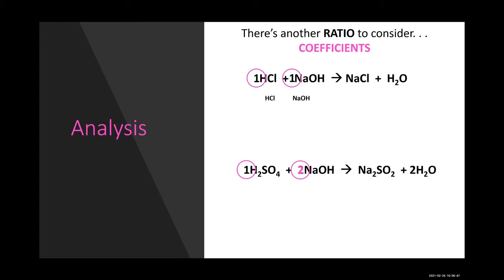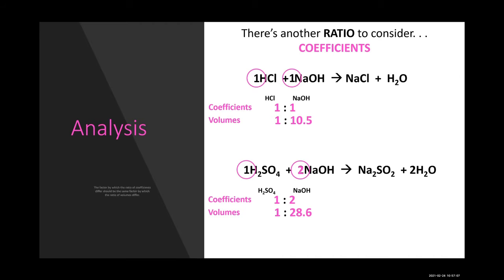So what does this mean? Our hydrochloric acid to sodium hydroxide coefficient ratio is 1 to 1. Our volume ratio was 1 to 10.5. And for our sulfuric acid, our coefficient ratio was 1 to 2, and our volume ratio was 1 to 28.6. What does this mean? Well, the factor by which the ratio of coefficients differs should be the same factor by which the ratio of volumes differs.